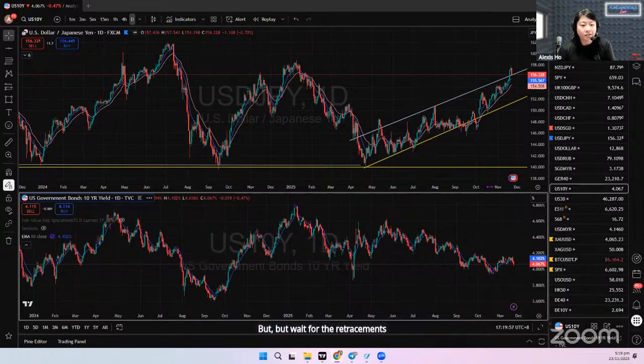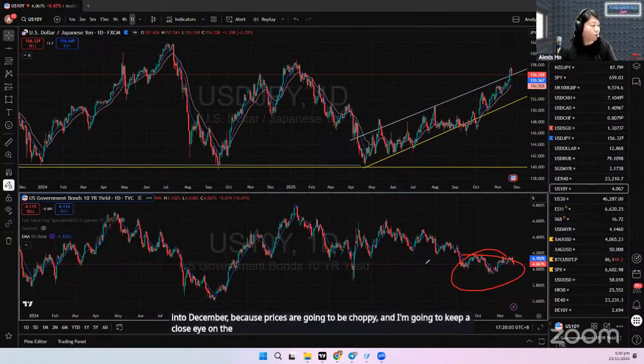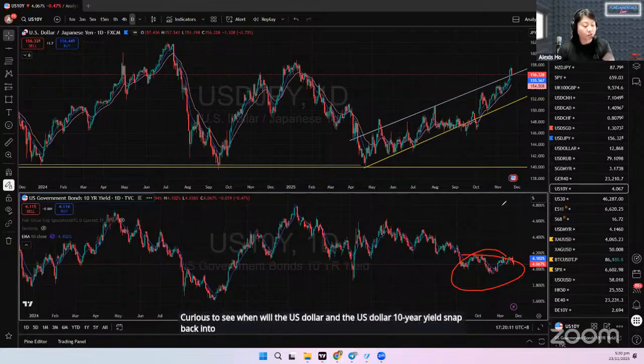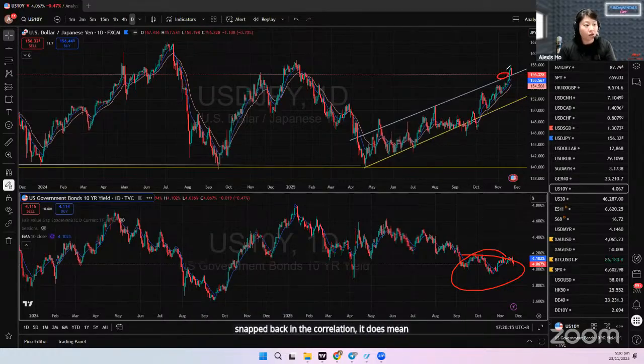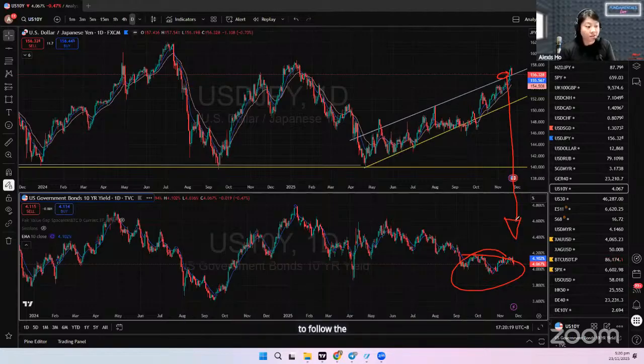It will be a volatile time as we trade into December because prices are going to be choppy, and I'm going to keep a close eye on the bond yields here because I am curious to see when the US dollar and the US 10-year yield snap back into correlation, right? If it does snap back into correlation, it does mean that the dollar will start to weaken a little bit more aggressively to follow the direction of the 10-year yield. So this is the differentials that I'm prepared for.